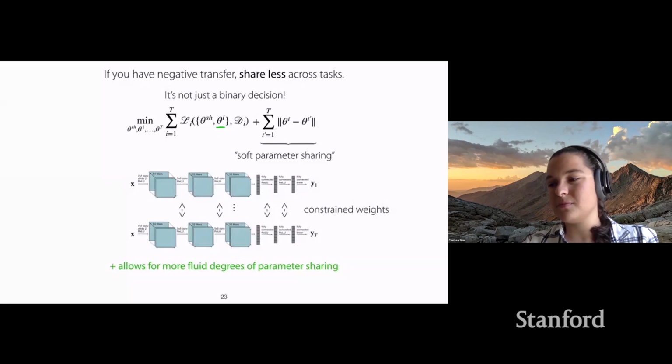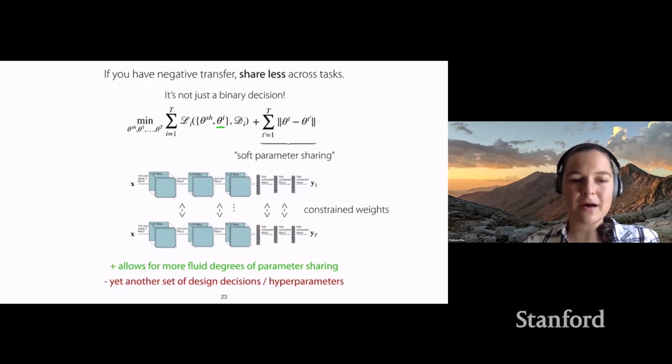Soft parameter sharing allows for more fluid degrees of parameter sharing, but it can also be yet another set of design decisions and hyperparameters. And in practice, I typically see hard parameter sharing used more than this form of soft parameter sharing.